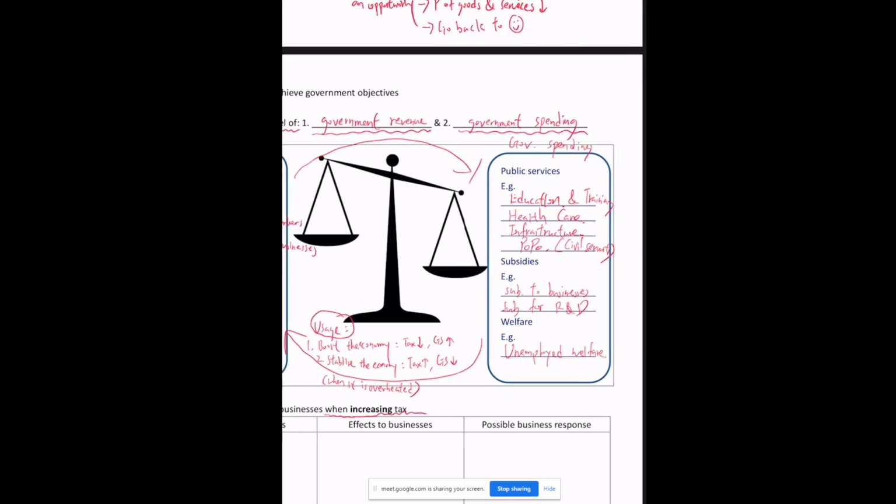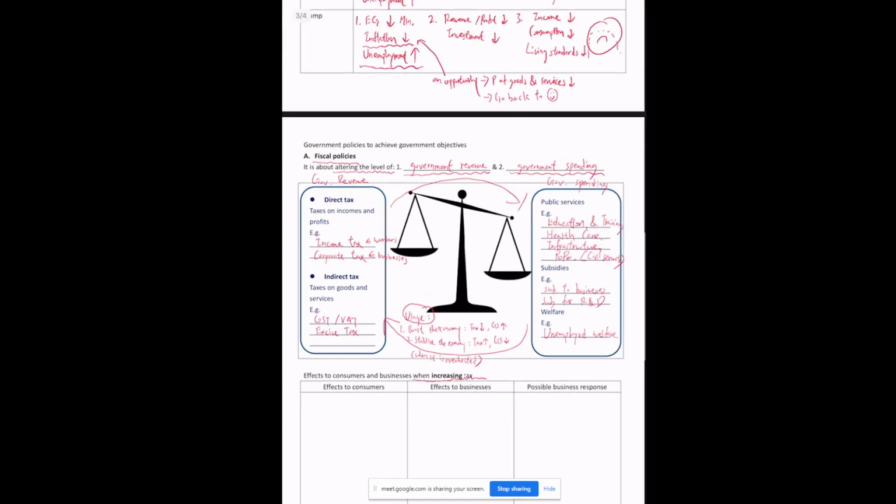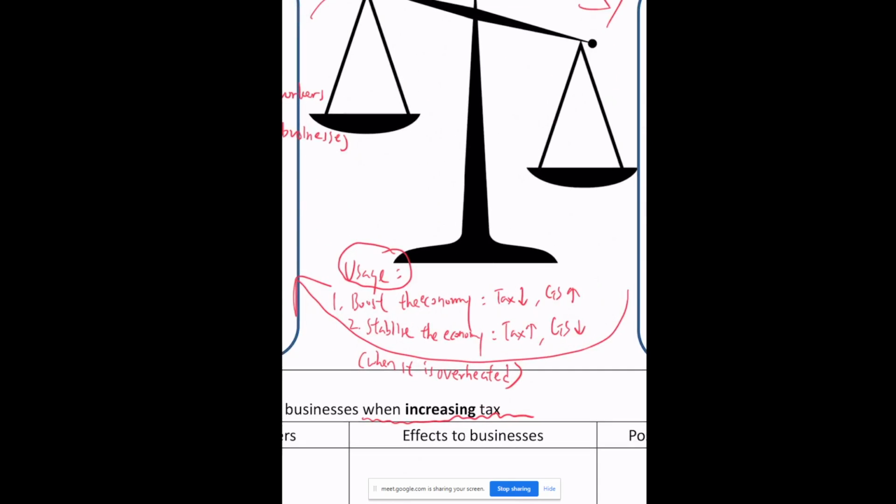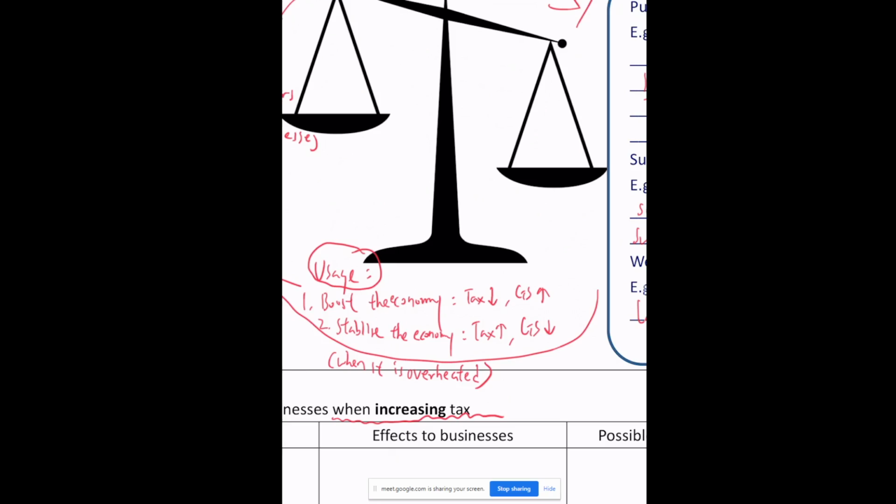When you look at our government, where do they spend the revenue on? You can see the education, healthcare, infrastructure, civil servants, etc. So you can see if you are able to manage this policy here, fiscal policy, you can promote the economy, which is number one. You can promote the economy when you are trying to lower the tax or increase government spending. Here, government spending, GS.